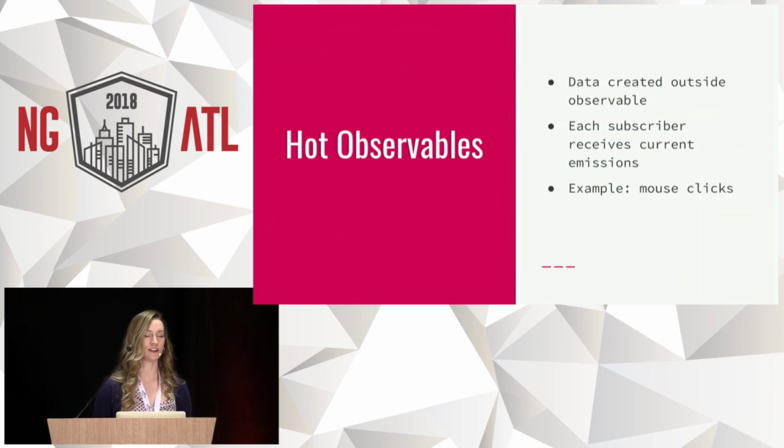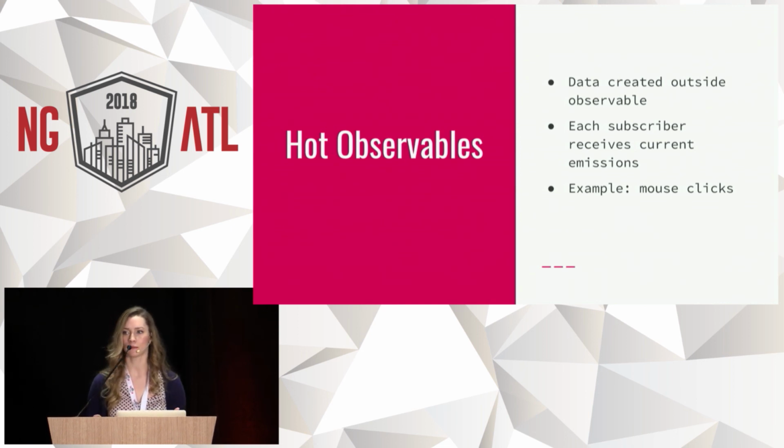Hot observables are not as predictable, and that's because the data is produced outside of the observable. So I like to think of mouse clicks as a good example of a hot observable. We can subscribe to a mouse click, and we'll only receive a notification from that mouse click from the moment that we subscribe. We won't receive the full history of data that that observable has emitted.